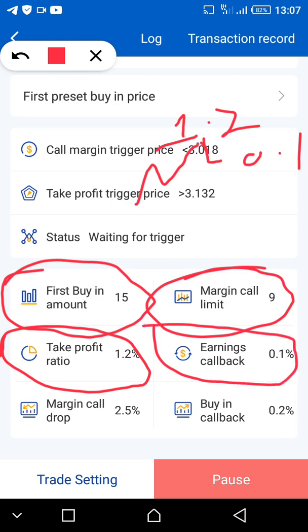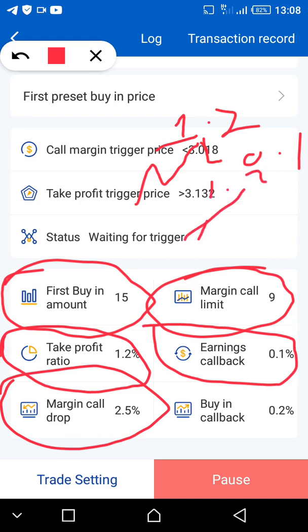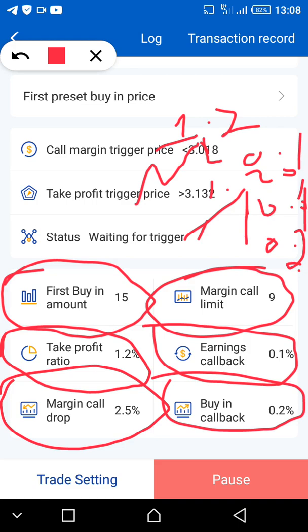Now, margin call drop. The next margin call drop is 2.5. We're going to talk about it. Buyback. What does buyback mean? After you have gotten to 2.5, if you are on cycle, you want to repeat that process. That means if it has gone to 1.2% as said here, and it has taken profit after a pullback of 0.1%, once it goes down more to 0.2%, you should buy again. That is what buy in callback means.